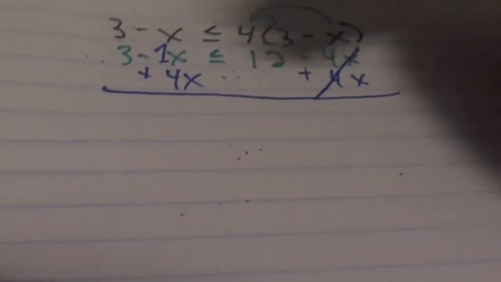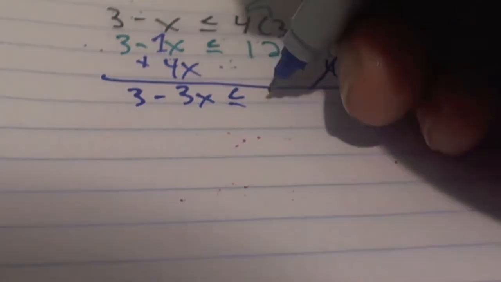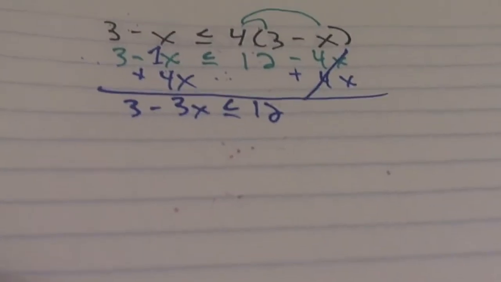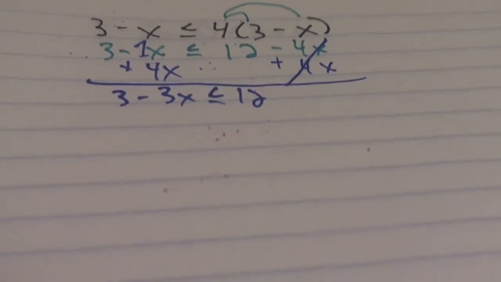Alright, remember there's always an imaginary one here. So negative 1 plus 4 is negative 3. So this is 3 minus 3x, which is greater than, less than or equal to 12. So now we have to get rid of the positive 3 by subtracting 3. So minus 3 minus 3. That cancels out. So now we're left with negative 3x is less than or equal to 9.